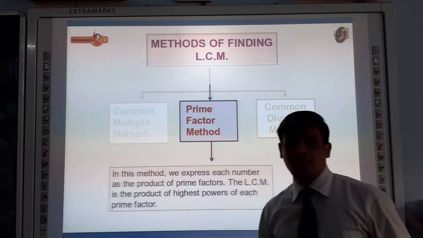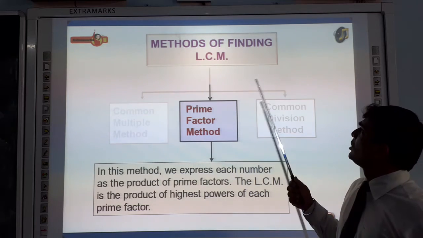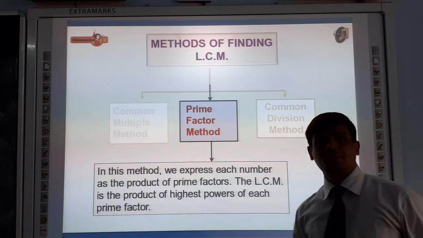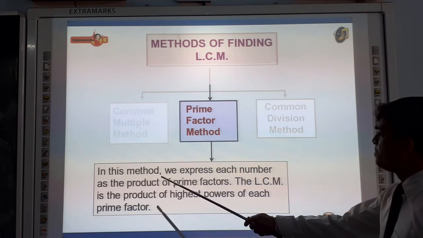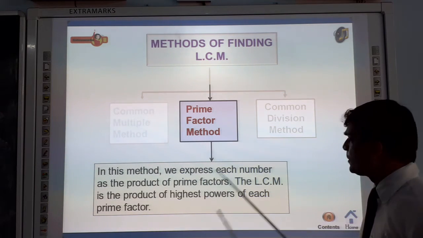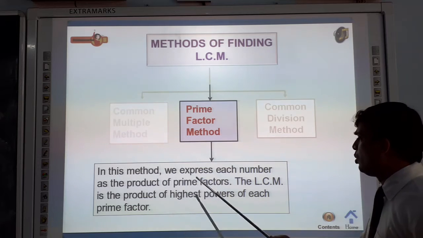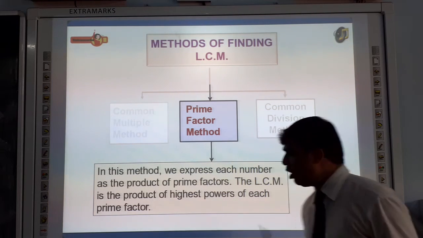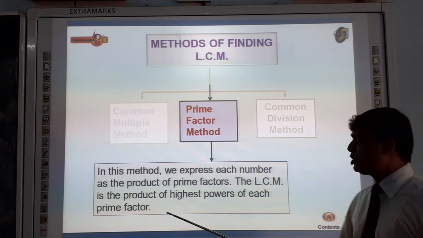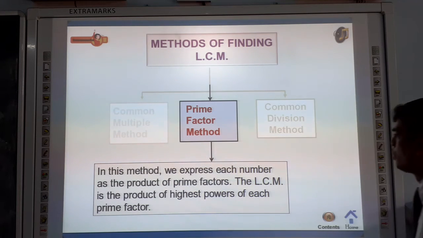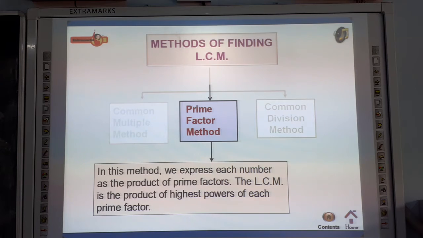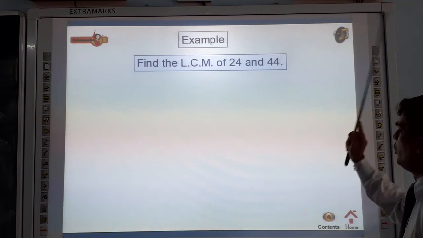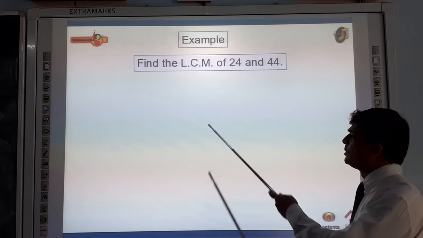Now second method of finding LCM. Second method is prime factor method. In this method we express each number as the product of prime factors. The LCM is the product of highest powers of each prime factor. Okay. For example, find the LCM of 24 and 44. Look at this.